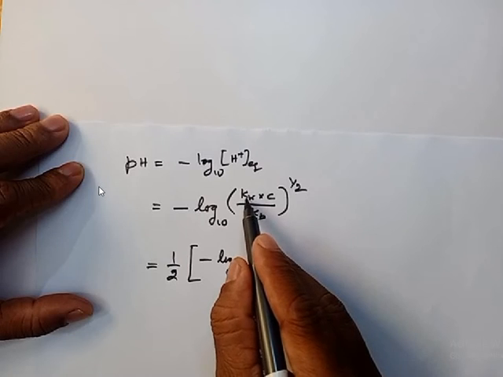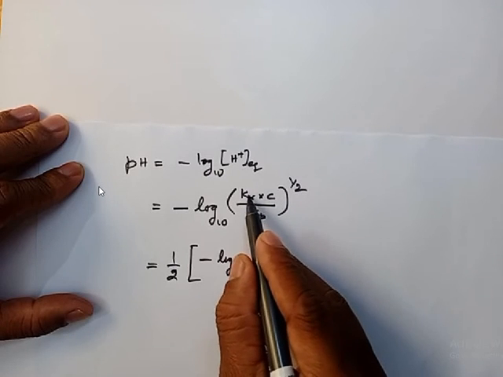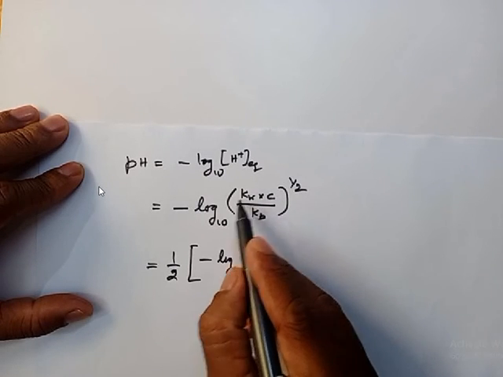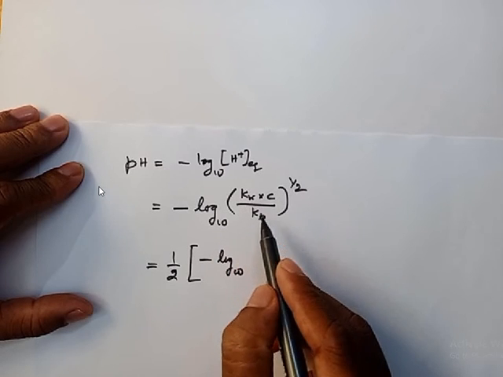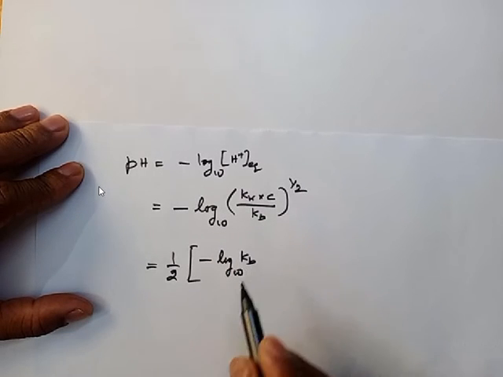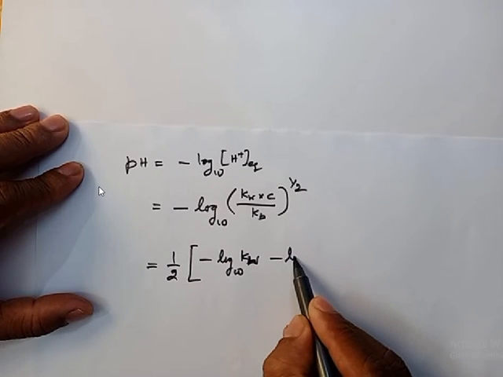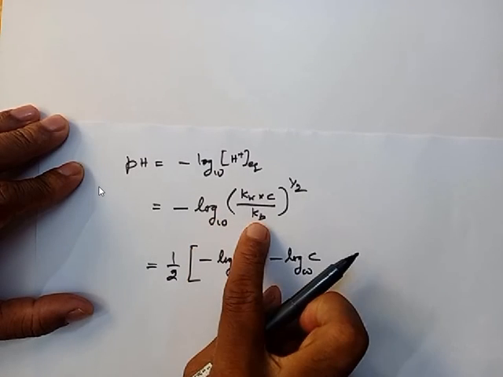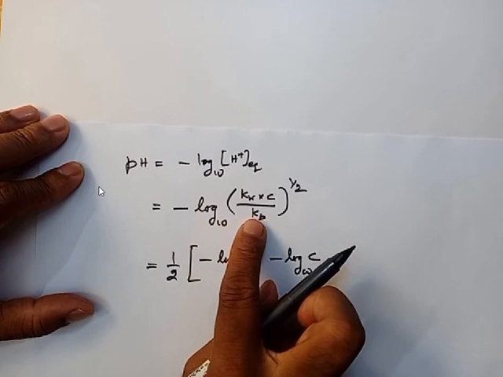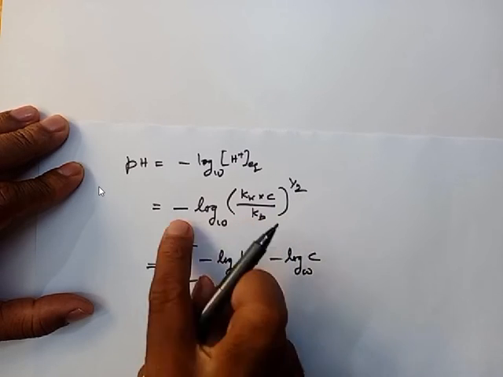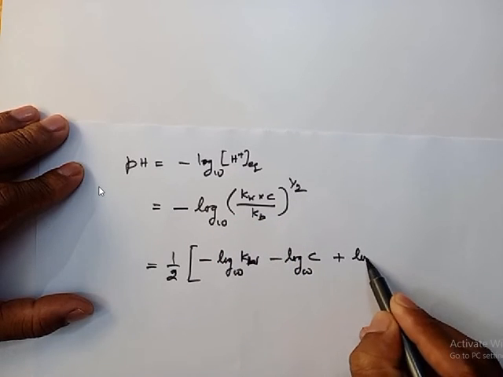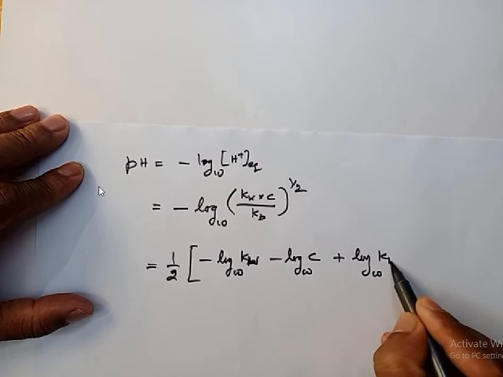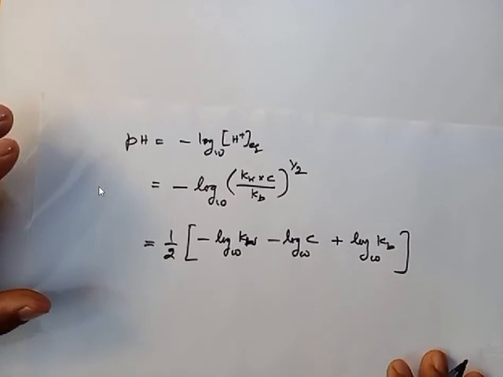I'll take this as A, this as B, and this as C. So logarithm of A into B by C can be written as log A plus log B minus log C. In front we have a minus sign, so minus log Kw, minus log C. Then here we have minus, it is in the denominator, so minus of minus becomes plus, plus log base 10 Kb. I have written directly, that's all.